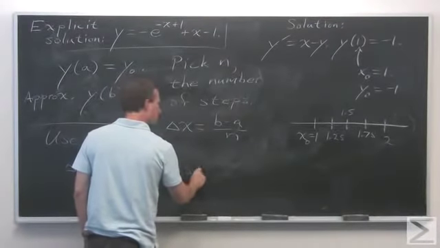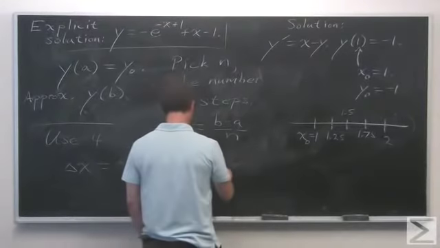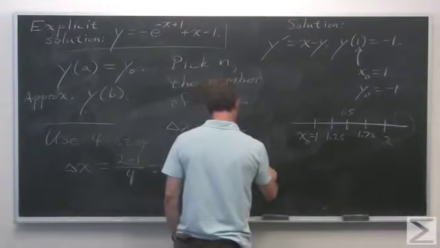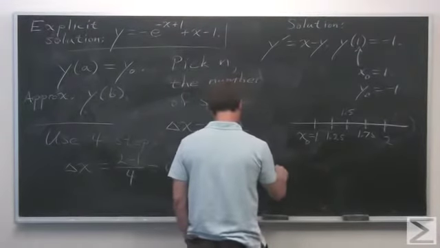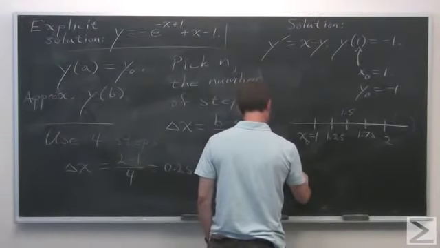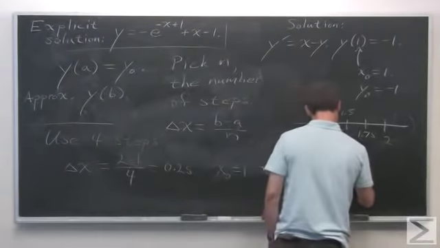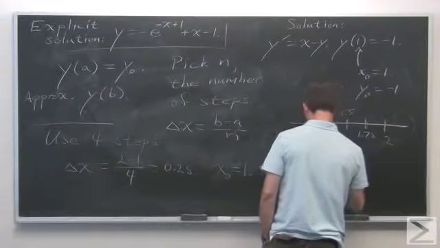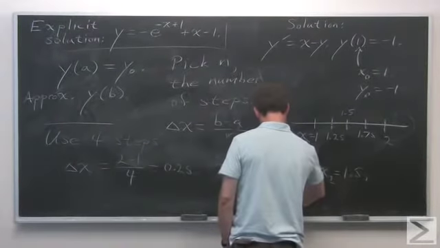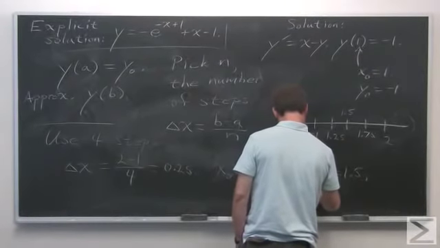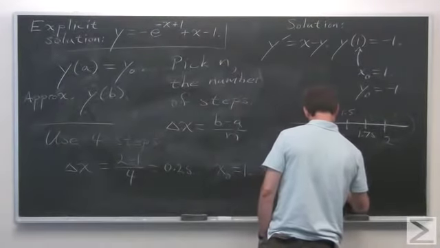And so, as I said, you have those 5 x coordinates. You start at x naught equals 1, and then you go up 0.25 each time. So x1 is 1.25, x2 is 1.5, x3 is 1.75, and x4 is 2.